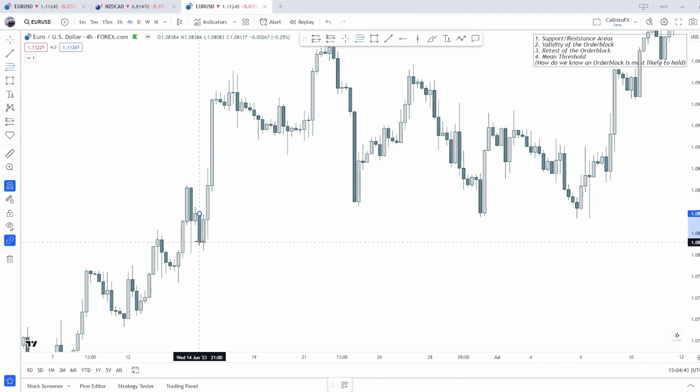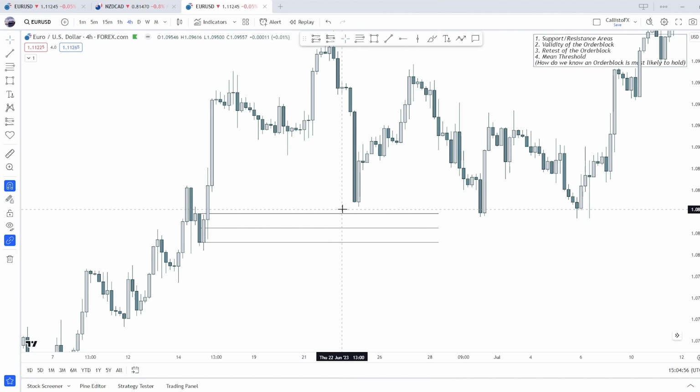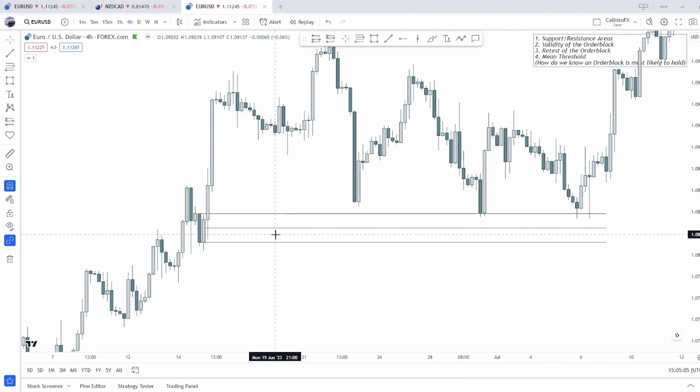The mean threshold is basically the 50% level of an order block. We're going to be focusing on the order block candle body, and we're going to be extending this out with our Fibonacci tool. The middle line would be the 50% level. What do I mean by respect of the order block mean threshold? It means that there is no candle closure below the 50% level.